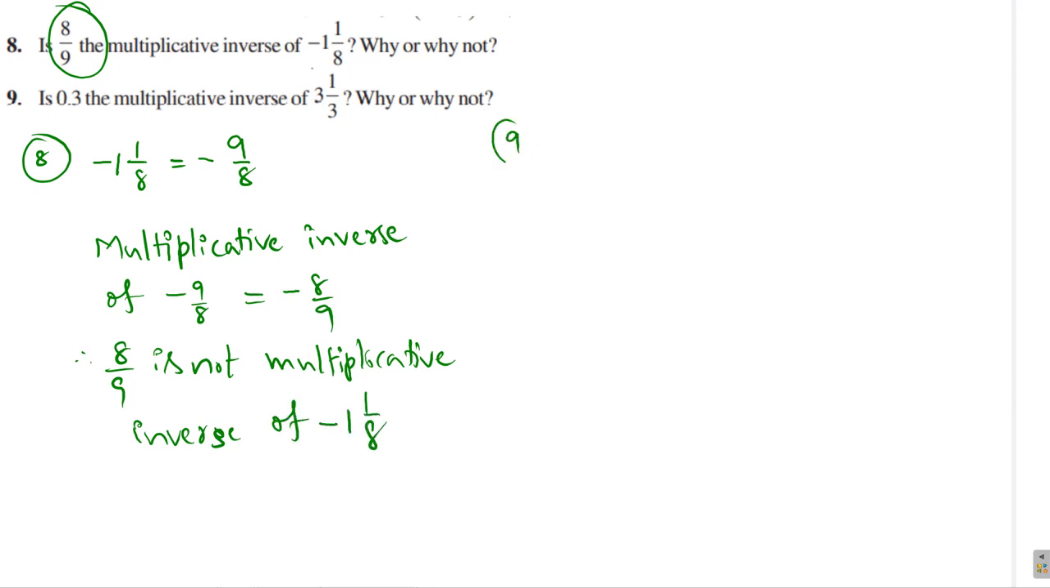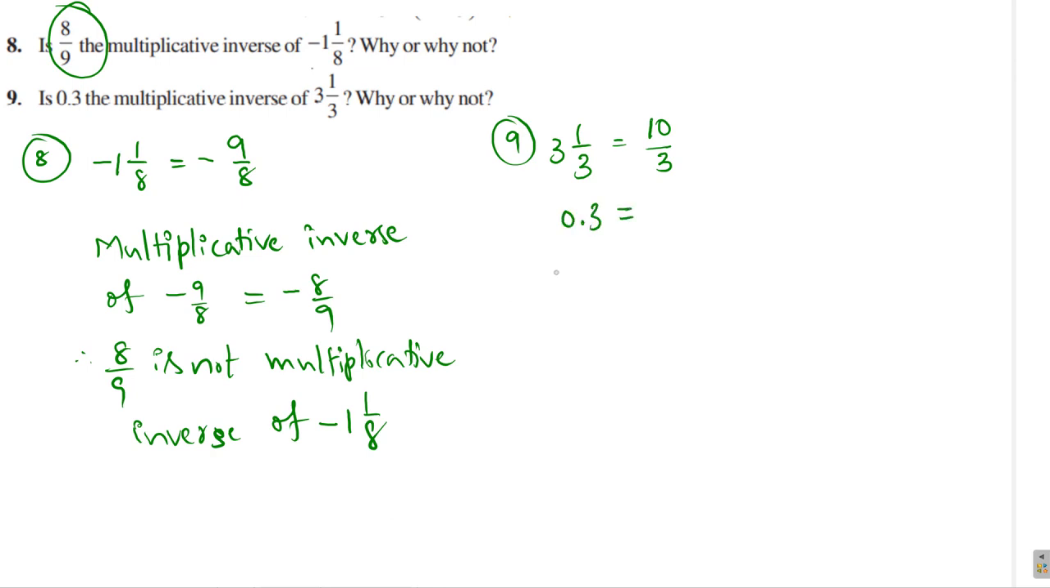So let us go to the 9th problem. This is very much similar to the previous problem. Is 0.3 the multiplicative inverse of 3 1/3? First let us find out the value of 3 1 by 3. Let us convert this into an improper fraction. 3 times 3 is 9 plus 1 means 10. So 10 by 3. Now let us take 0.3.